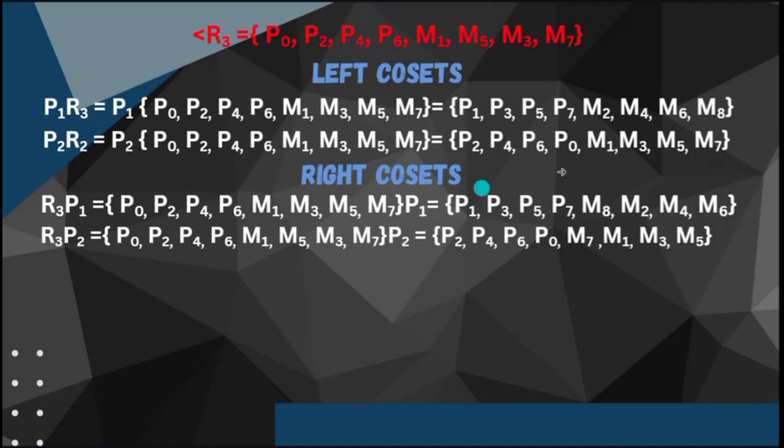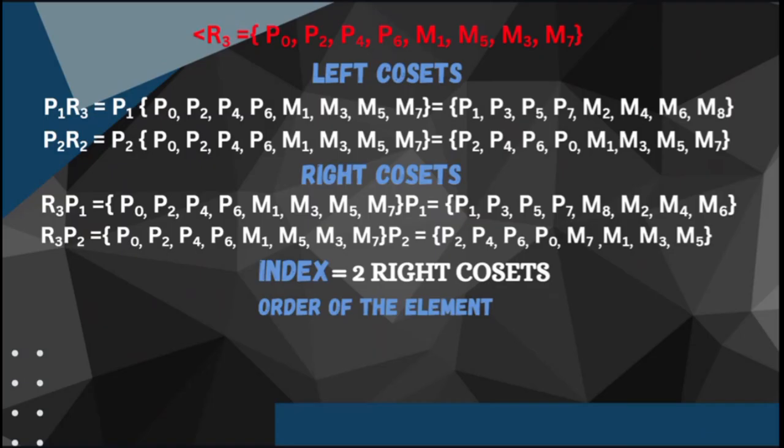Also, these two right cosets contain all the elements of our group. Therefore, this is our right cosets. For the index, the total number of right cosets, we have 2 right cosets.